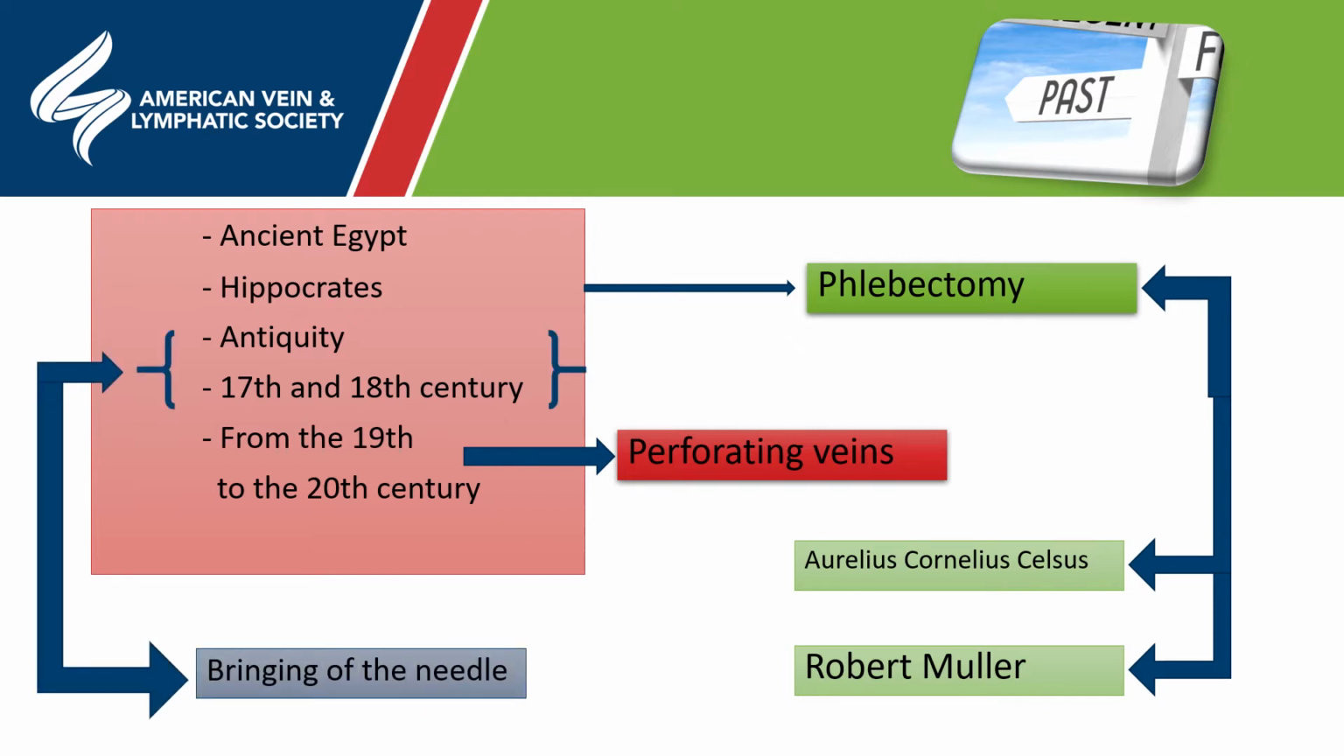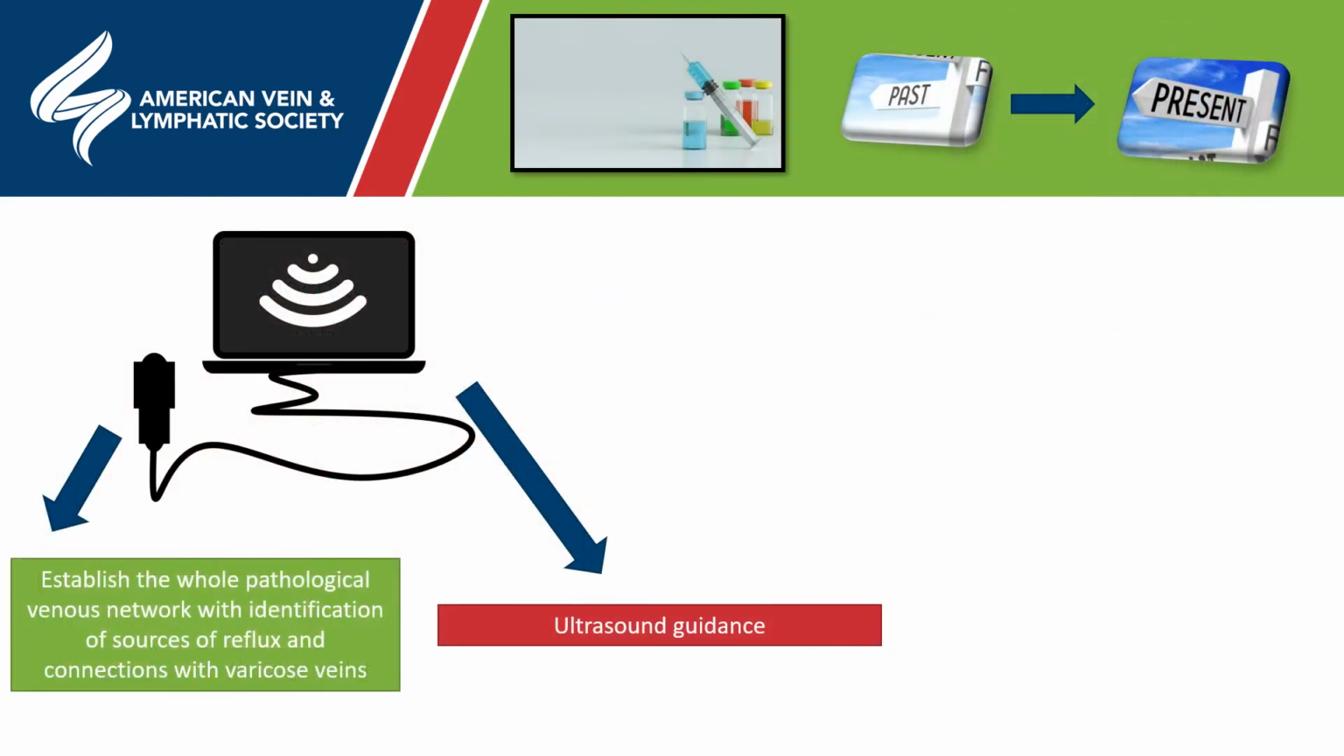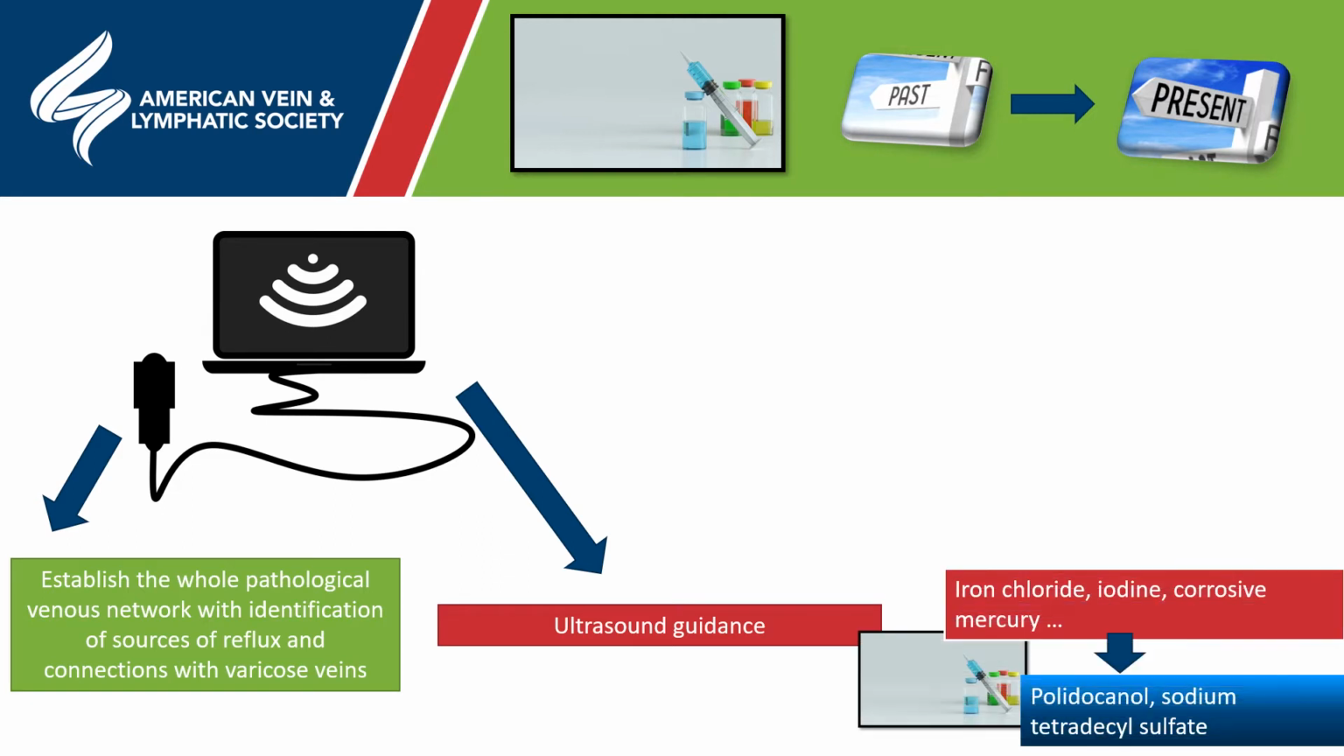It should be noted that since antiquity we see different needles and syringes appear. This has not ceased to evolve until today. From the 80s, ultrasound is more and more used, with two essential contributions in phlebology, which are still relevant today. First of all, to establish the whole pathological venous network, with identification of sources of reflux and connection with varicose veins, and ultrasound guidance. The first forms of sclerosing agent in foam form were described in 1930.